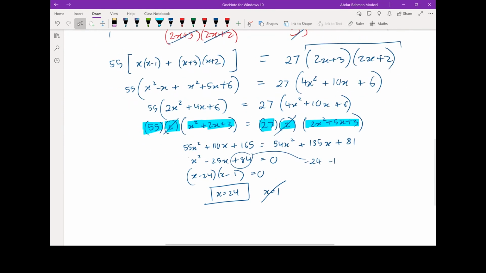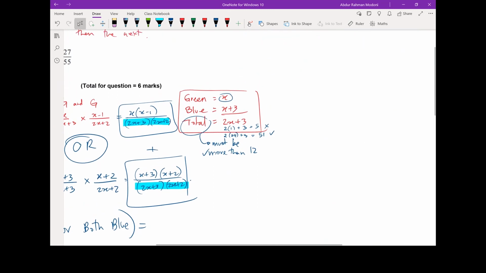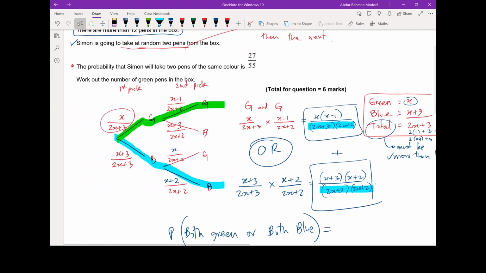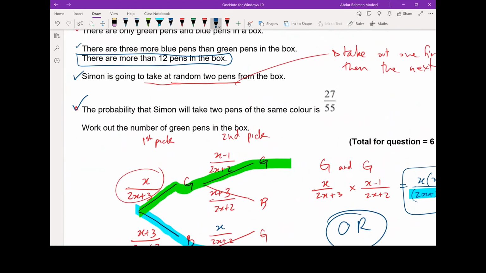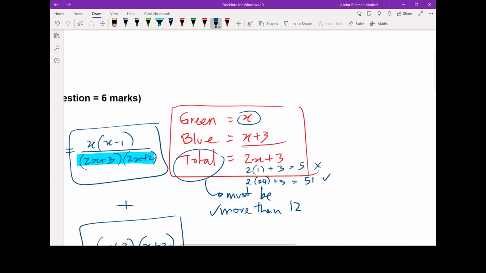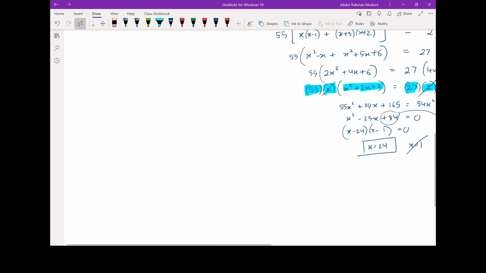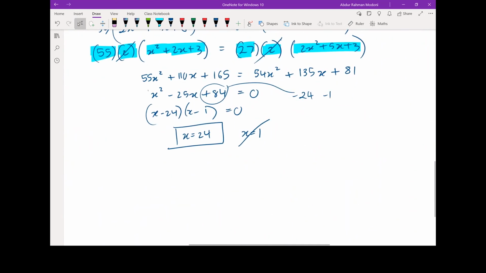We haven't answered the question. We've solved all that from doing line by line maths, and we were up to this stage here. The question then goes on to say, work out the number of green pens in the box. Now green, as we've written down, is x. So let's make sure we answer. We have written down green is 24. So then we would put this in our answer box, or highlight that as being the answer.